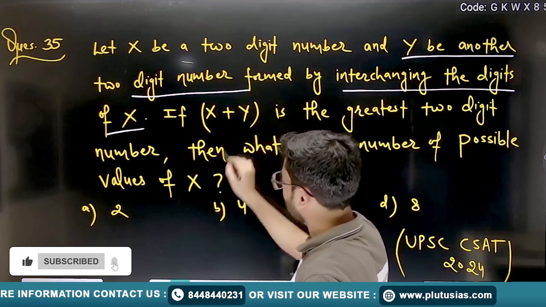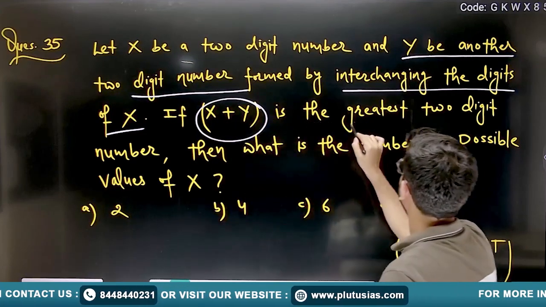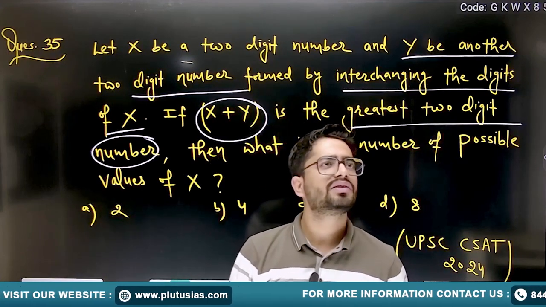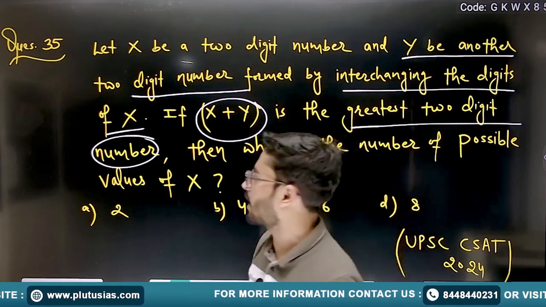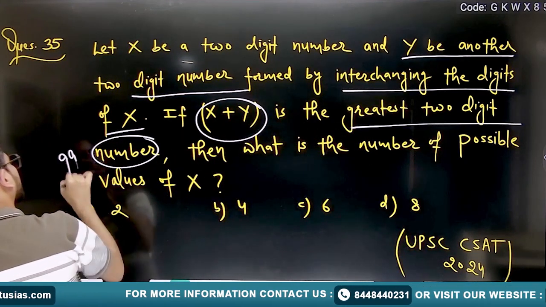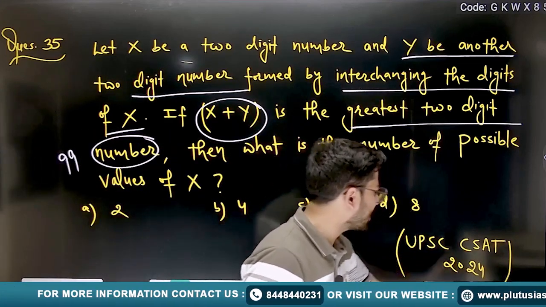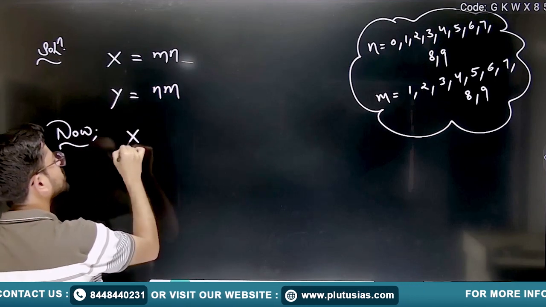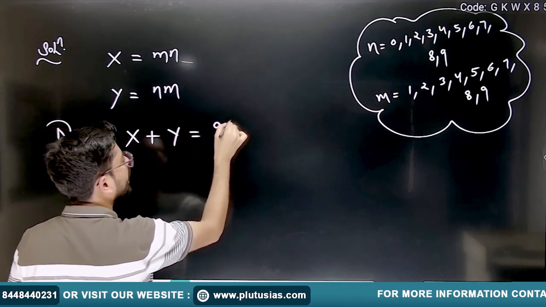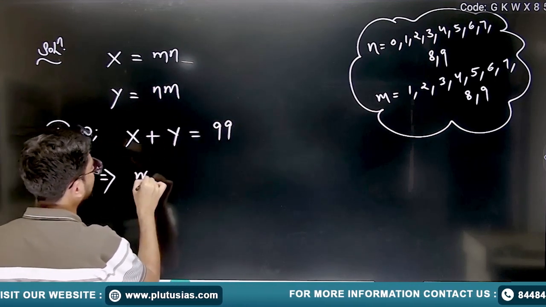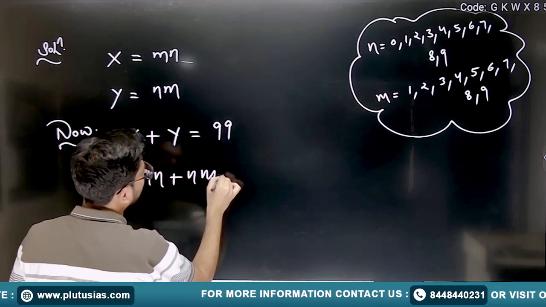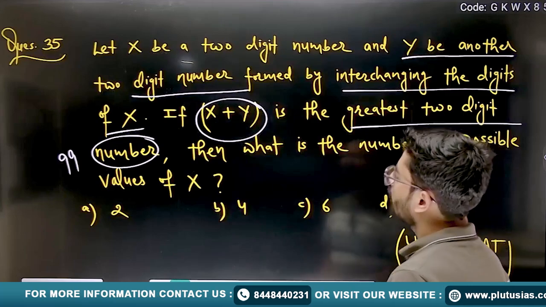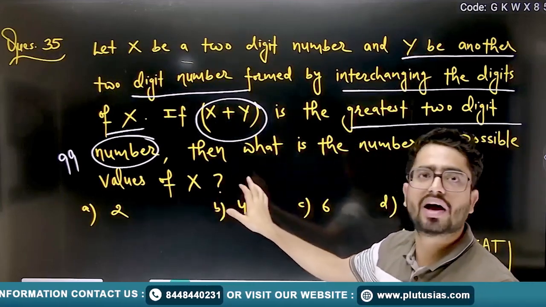Next thing is, if x plus y is the greatest two-digit number, so what is the greatest two-digit number? That is 99. So you can say x plus y is 99. So now, we can say x plus y is equal to 99. So it means mn plus nm is 99. Now, what is the number of possible values of x?